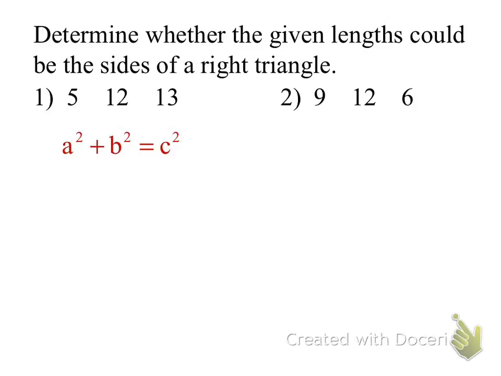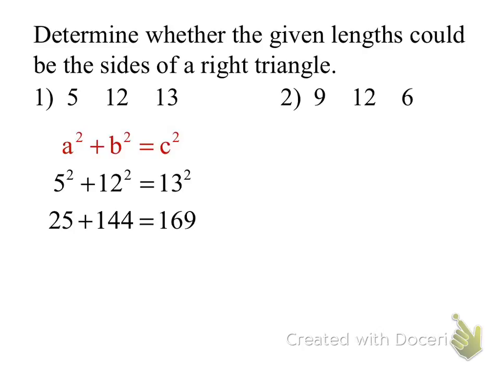Okay? 5 squared would be 25. 12 squared is 144. 13 squared is 169. Okay, 25 and 144 is 169. See how they're equivalent? When they're equivalent, it means it's a right triangle. These are lengths of a right triangle. If it works in the Pythagorean Theorem, it is a right triangle. If it doesn't work, we say no, it's not a right triangle. It's probably just a regular triangle.